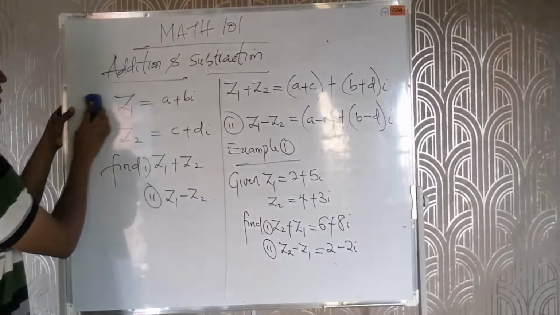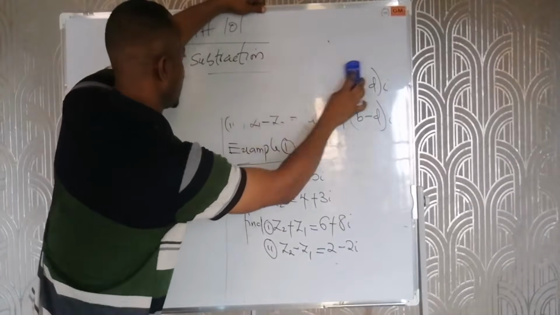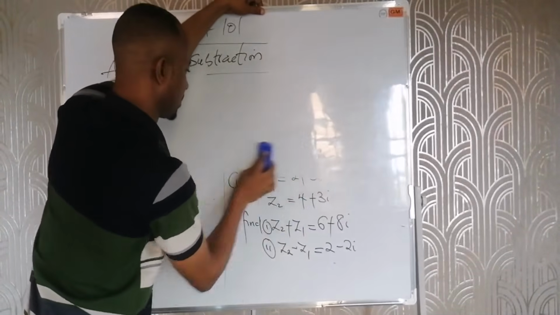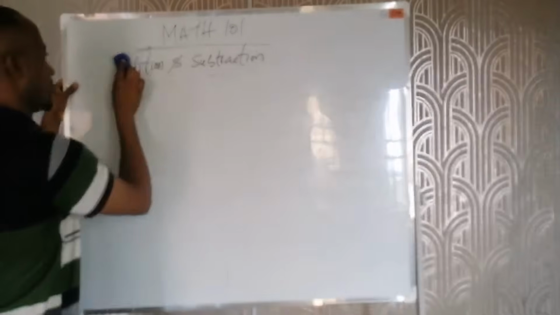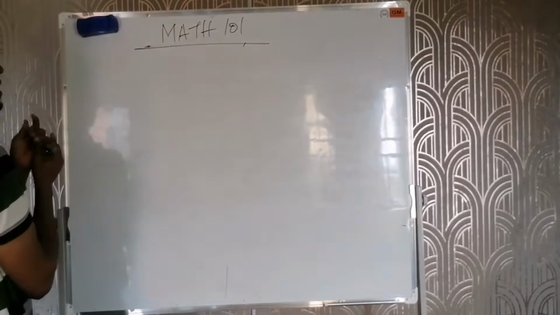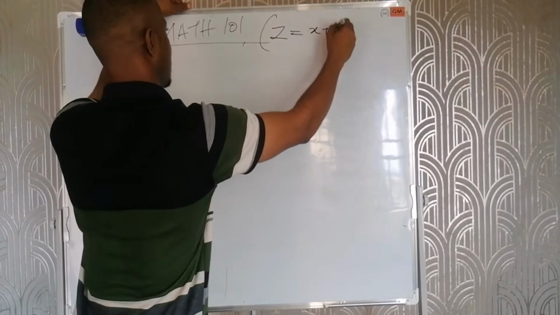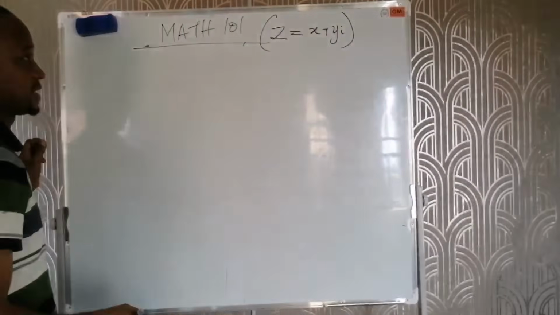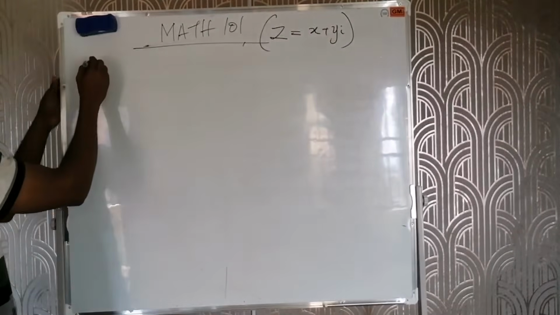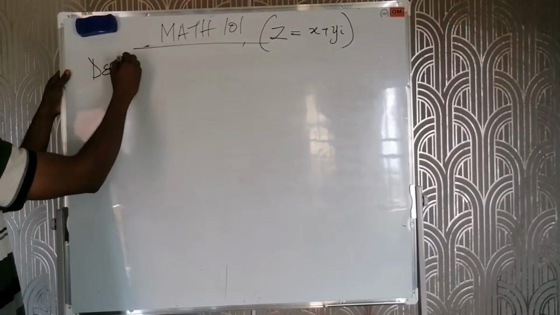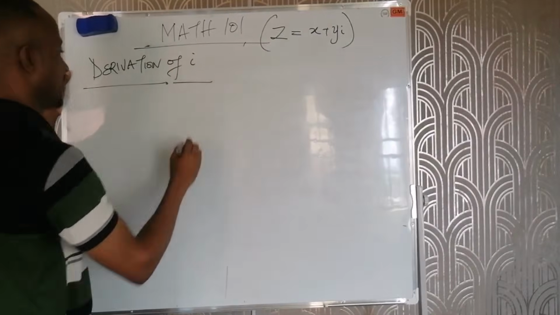Okay, I want us to look at something very important before we go into other basic operations. Although we have seen addition and subtraction, let's look at the derivation of I. If we are saying that a complex number is given as x plus yi, what does this I represent? How do we come about this I? Let's look at the derivation of I.